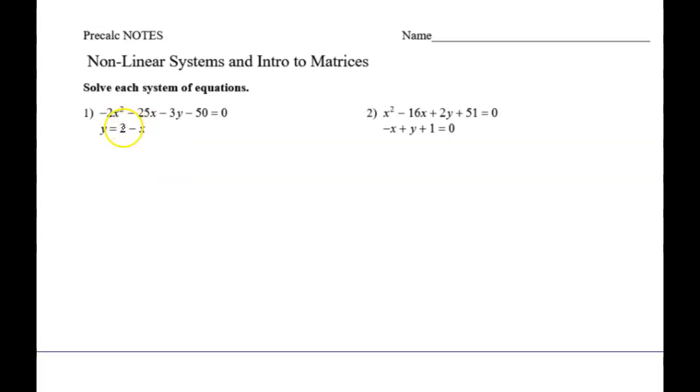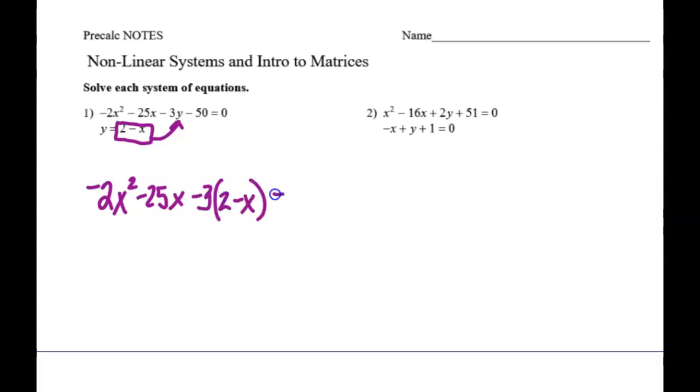So what we're going to do for this first question is this first one. Does everybody see it has an x squared and an x and a y? We're going to substitute this y of 2 minus x back in up here. So it will say negative 2x squared minus 25x minus 3, but instead of y, we're going to write 2 minus x, then a minus 50. They've given it to us in equals 0 form, which is nice because I don't know that Delta Math does it exactly that same way, but eventually it had to equal 0 so that we could factor it.